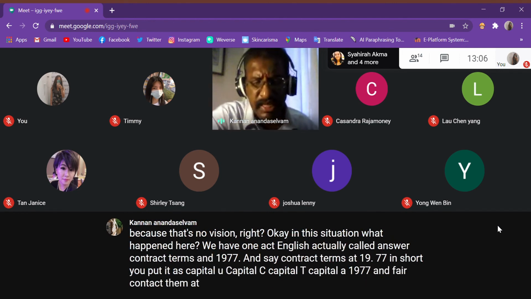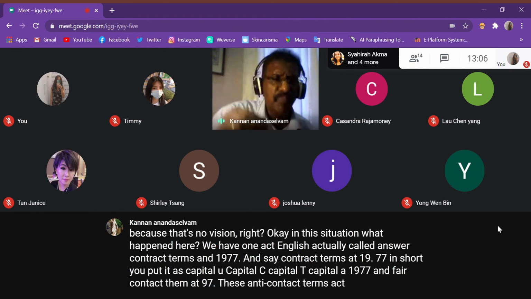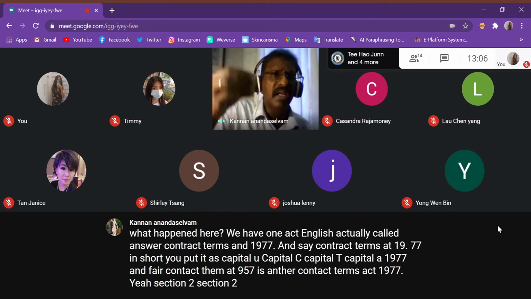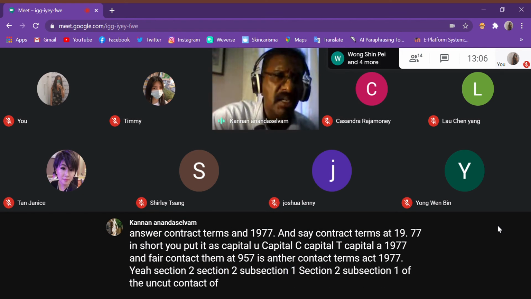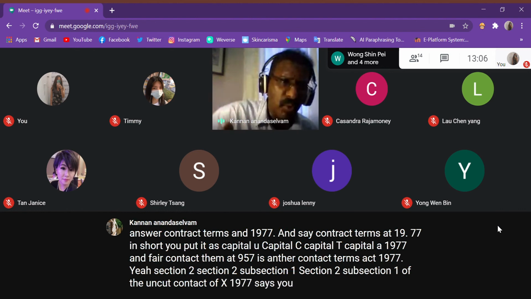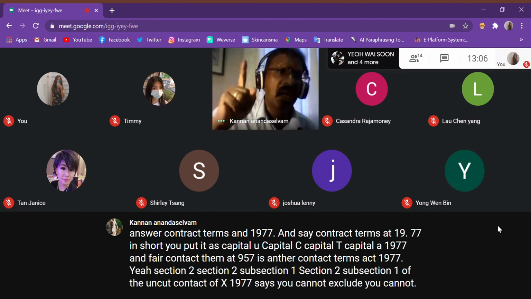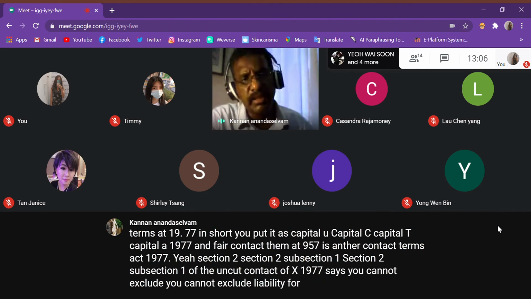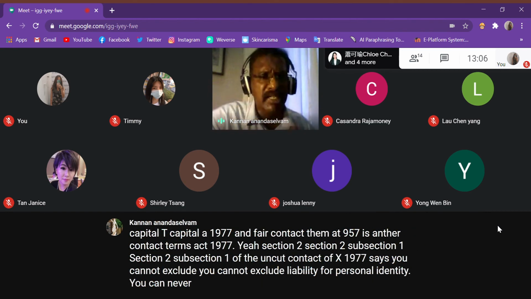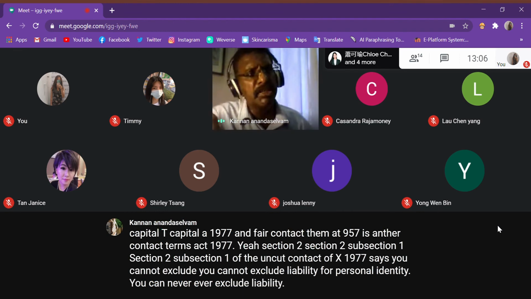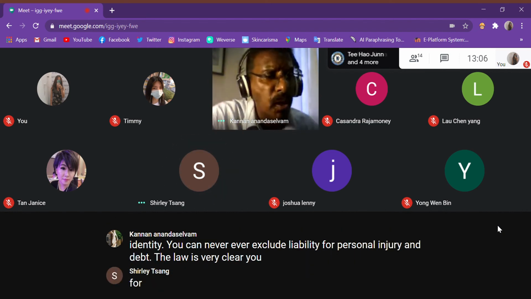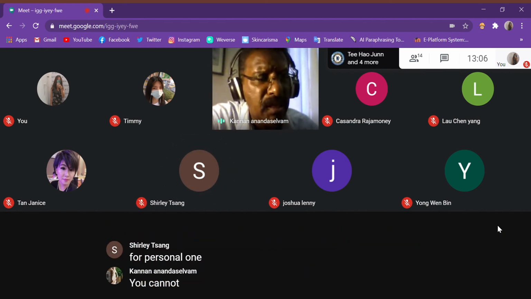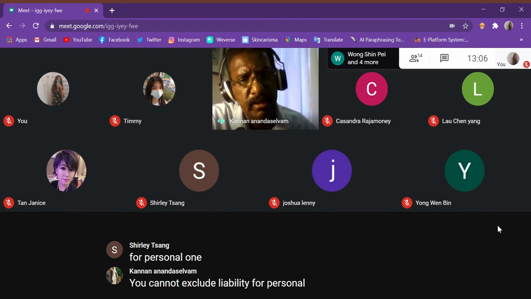This Unfair Contract Terms Act 1977, yeah? Section 2, subsection 1 of the Unfair Contract Terms Act 1977 says you cannot exclude liability for personal injury and death. You can never ever exclude liability for personal injury and death. The law is very clear. You cannot exclude liability for personal injury and death.